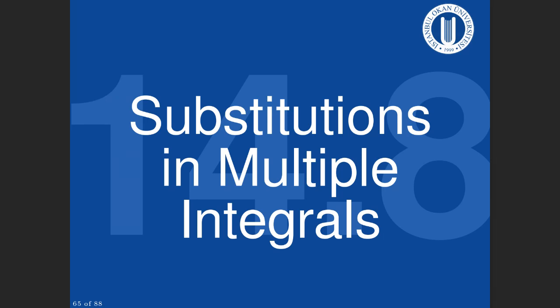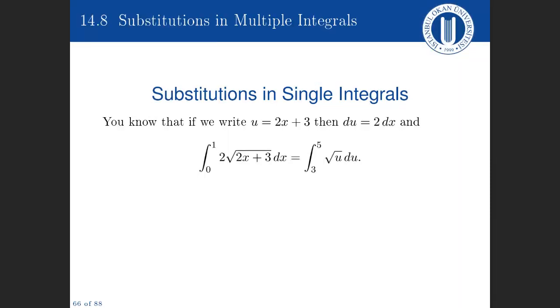That leaves us with one section to talk about. We need to talk about how to do substitutions in multiple integrals. Just recap. What do we know from single integrals? We know that if we're trying to calculate a single integral like this, we do a substitution. We write u is equal to 2x plus 3. We replace our dx by a half du, and we also change the limits of integration. Instead of integrating between 0 and 1, we have to integrate between 3 and 5.